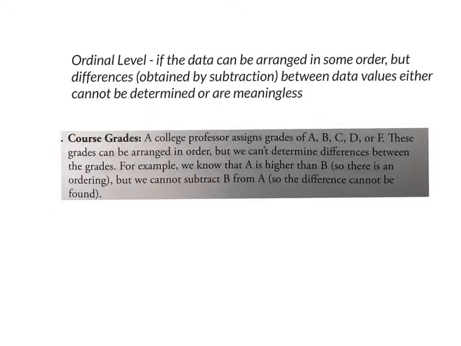The second type is ordinal. Ordinal is when you can arrange it, but you can't really do anything with the differences. You can't do anything with subtraction, or the differences are meaningless, like your grades: A, B, C, D, or F. You can arrange them in order, but you can't say A is twice as good as a B, or that if you subtract A minus B, you get 8. You can't really find a difference, but there is an order. So that's one step up from nominal.